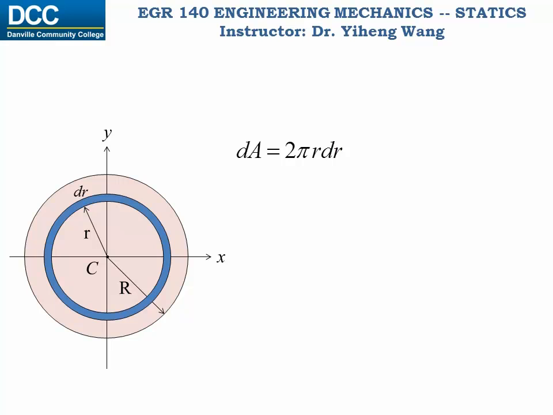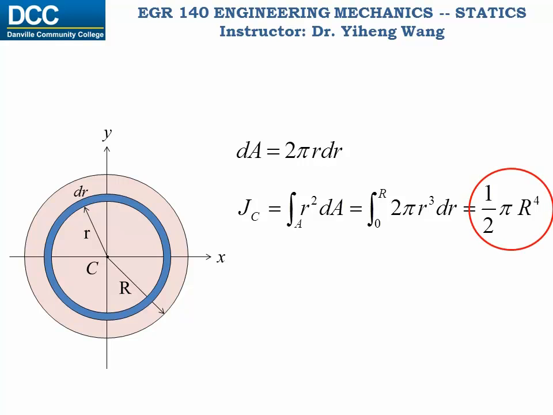Because this differential element has a uniform distance from the center, point C, it is easier to first find the polar moment of inertia, Jc, which equals the integration of r squared dA, and it equals 1/2 pi r to the fourth power.